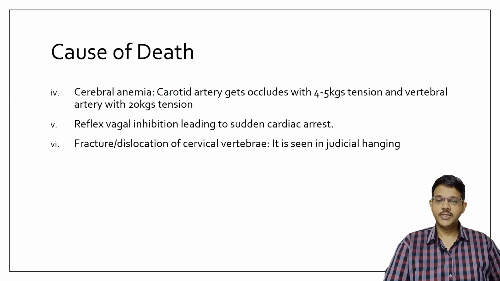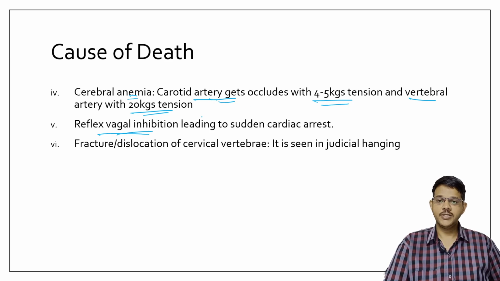Next cause of death is cerebral anemia. This is caused by compression of the arteries, mainly the carotid arteries, which may get occluded by 4 to 5 kg of tension, or the vertebral artery, which is enclosed near the spine, occluded by 20 kg of tension. Because the blood supply is stopped, there is a decrease in blood reaching the brain, leading to cerebral anemia, which may lead to death.